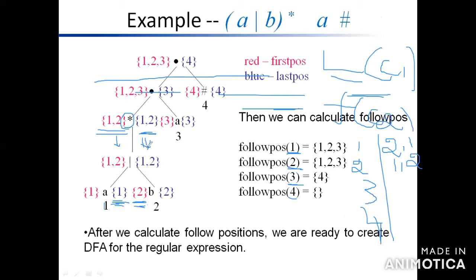So for the star node, the last position of n is 1, 2. The first position of n is 1, 2. Then all positions are in the follow position of i. So 1, 2 can be followed by the next follow position, which is 3. So 1 and 2 can be followed by the next symbol, 3.